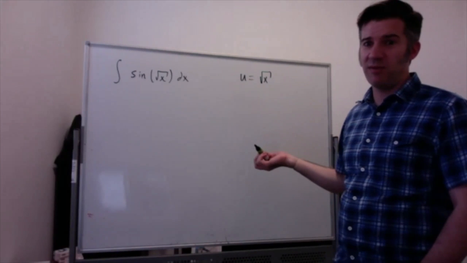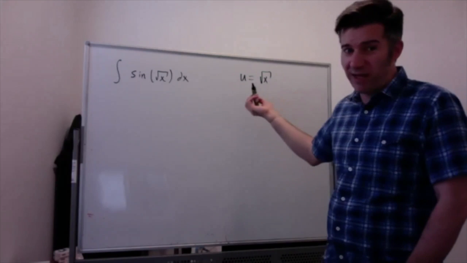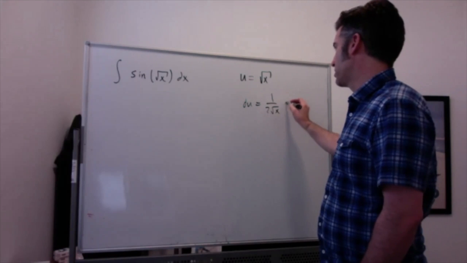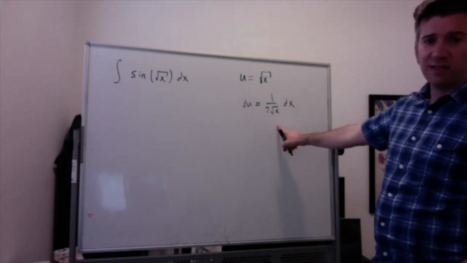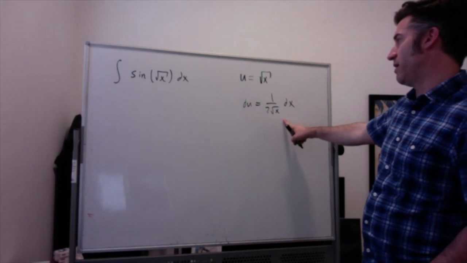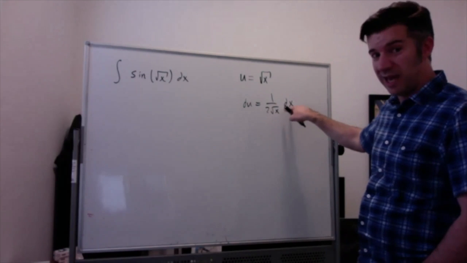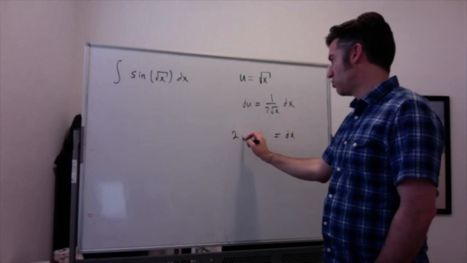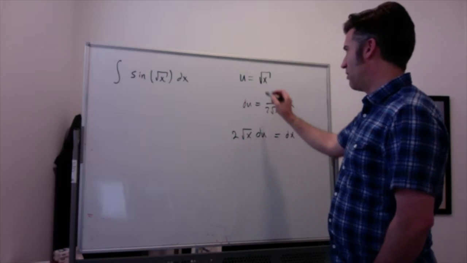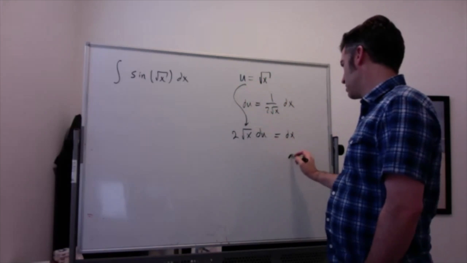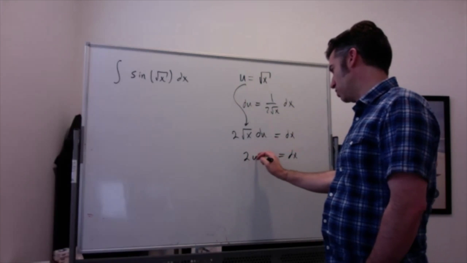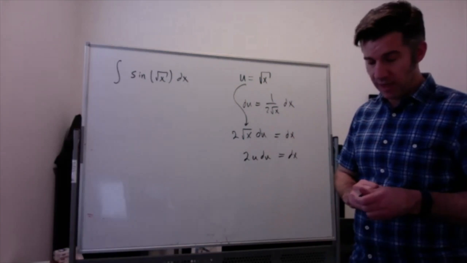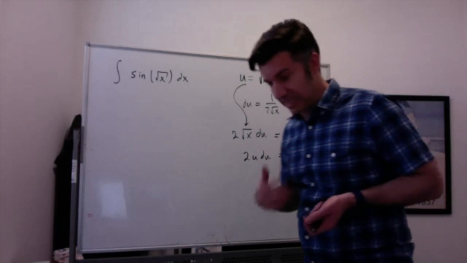Now, it's not going to be super helpful to find du. I'll find it just to show you guys, but du is going to be 1 over 2 root x dx. Some people totally do this, and then they solve for dx, and say dx equals 2 root x du, and then, oh, but look at that, dx is really 2u du. This is not the way I do it, but it is fine.